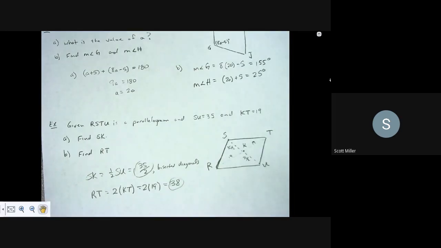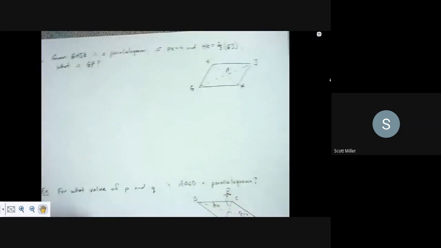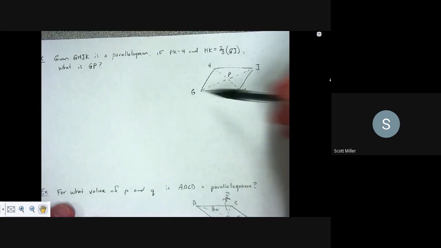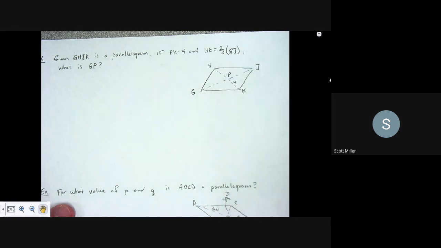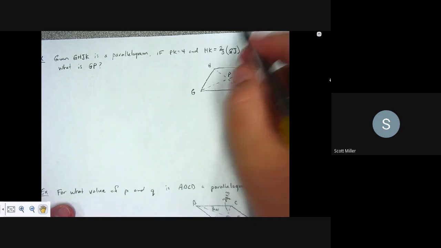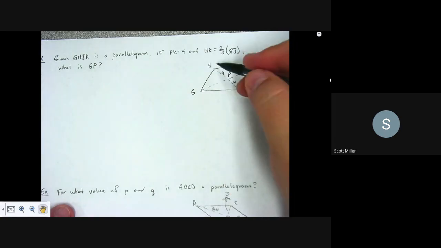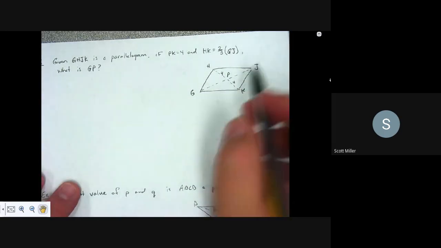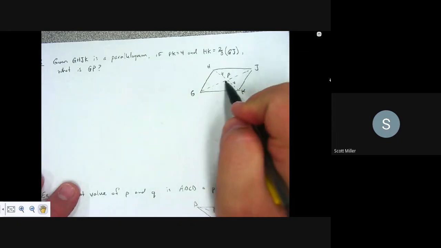Okay, so let's look at some more that we can do with this. Here's another example. In this parallelogram, I'm telling you that PK is 4, so I know that this is a 4. I know the whole distance is that, but I also know that from here to here is also 4 because the diagonals bisect each other. So then I want to find what GP is, this distance right here.